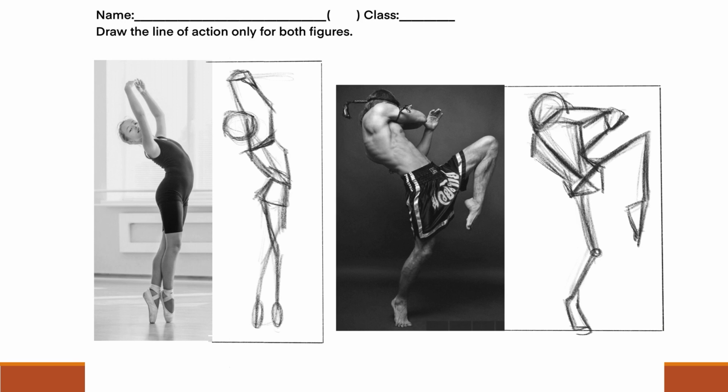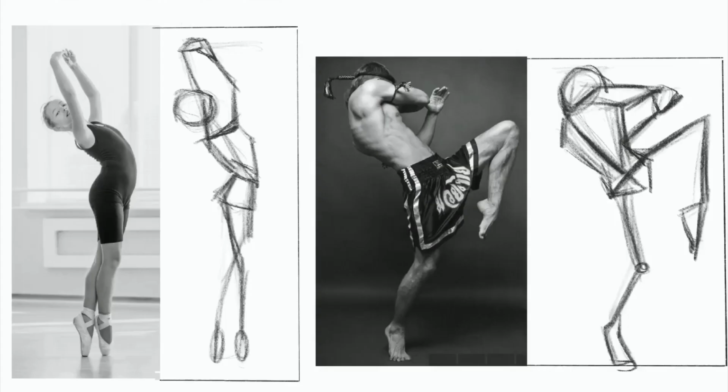As you can see from my sample here, you just need to draw the lines and the basic head shape, which is the oval, and the torso and the hip. You don't have to draw any other details. This is all I need for this worksheet. Okay, I'll guide you through how to do this worksheet quickly.